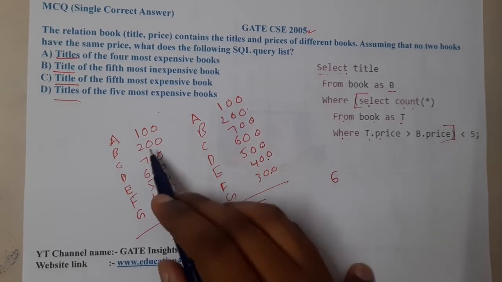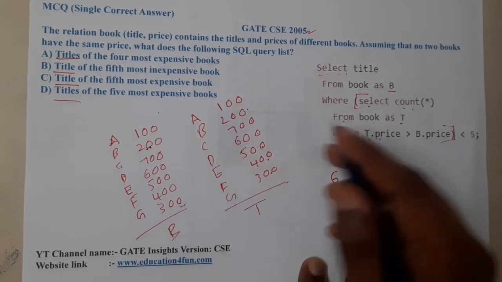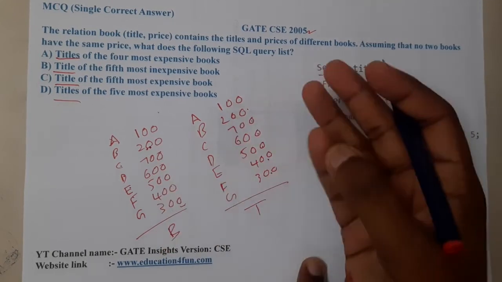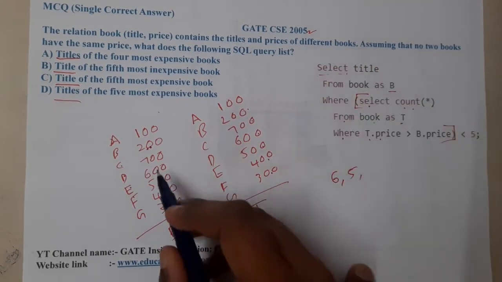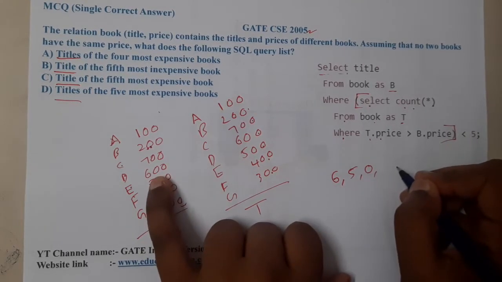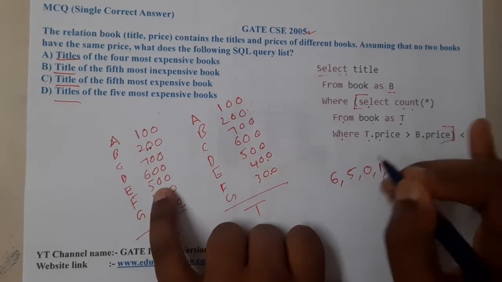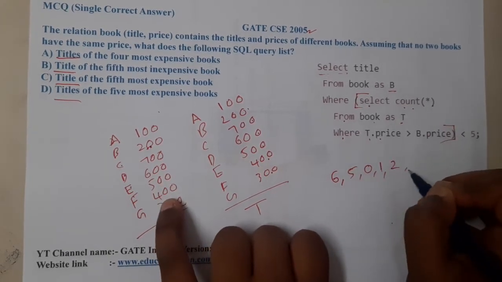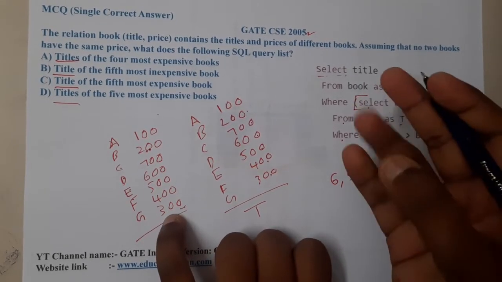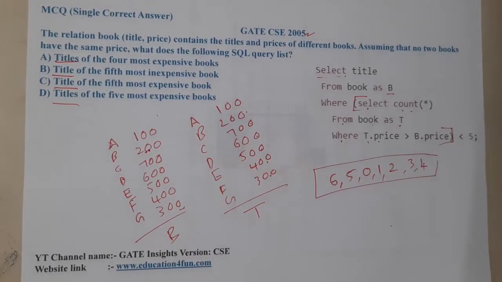Similarly, let us go through 200. When it comes to 200, it will be greater than 5 items, because after 200 we have 300, 400, 500, 600, 700. When it comes to 700, you will get 0. When it comes to 600, you will get only 1, since only 700 is greater. For 500, 600 and 700 are greater, so 2. For 400, we have 500, 600, 700, so 3. For 300, we have 400, 500, 600, 700, so 4. This is the result we get.